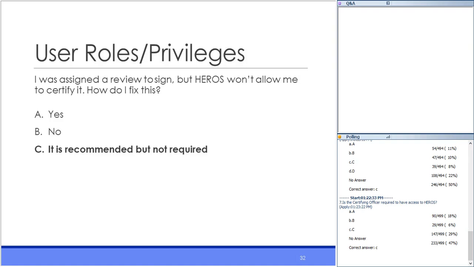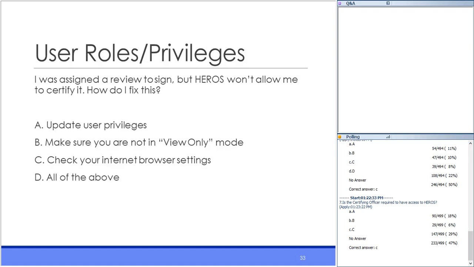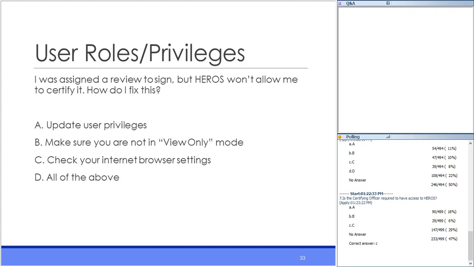Okay, next question on user roles. I was assigned a review to sign, but HEROS won't allow me to certify it. How do I fix this? A, update user privileges. B, make sure you're not in view-only mode. C, check your internet browser settings. Or D, all of the above.